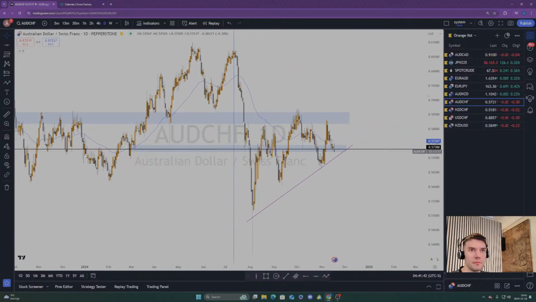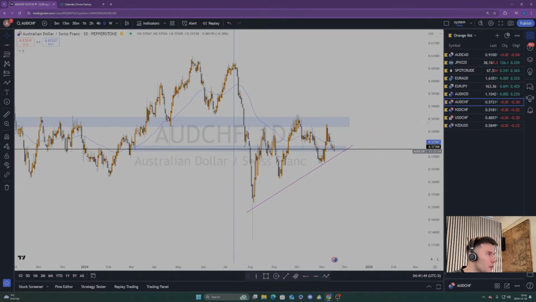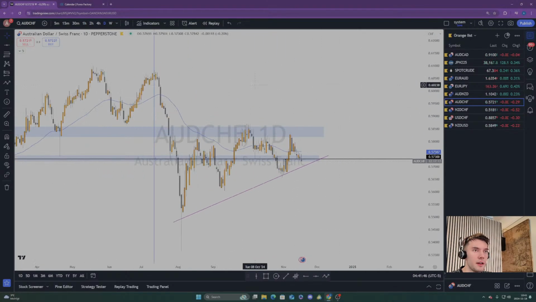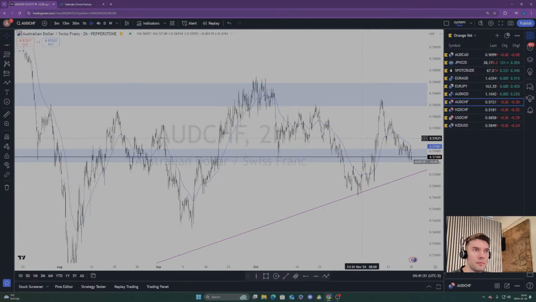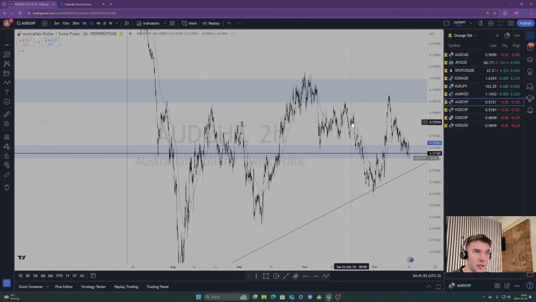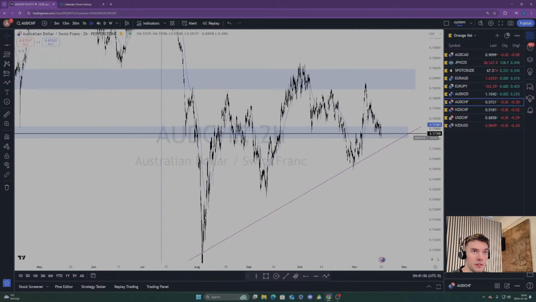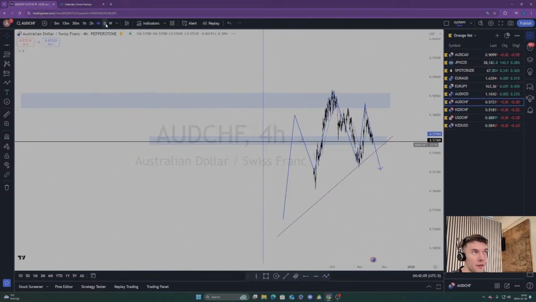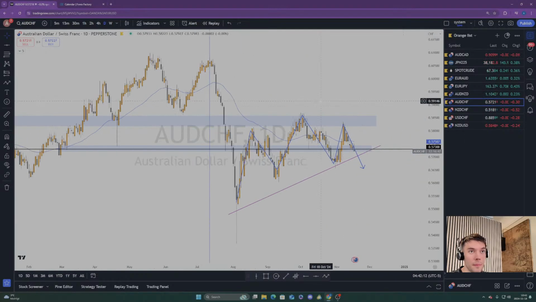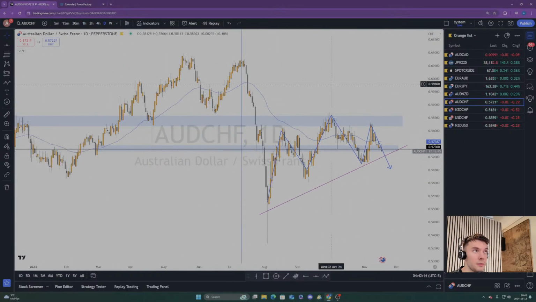AUDCHF. Let's see, AUDCAD, yeah. Yeah, so there are a few scenarios here. One is high time frame head and shoulders potential. Okay. That's it right there. We see it on the daily.